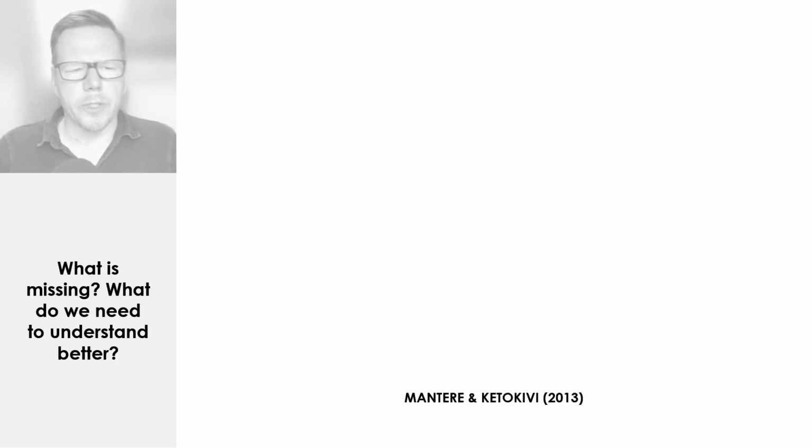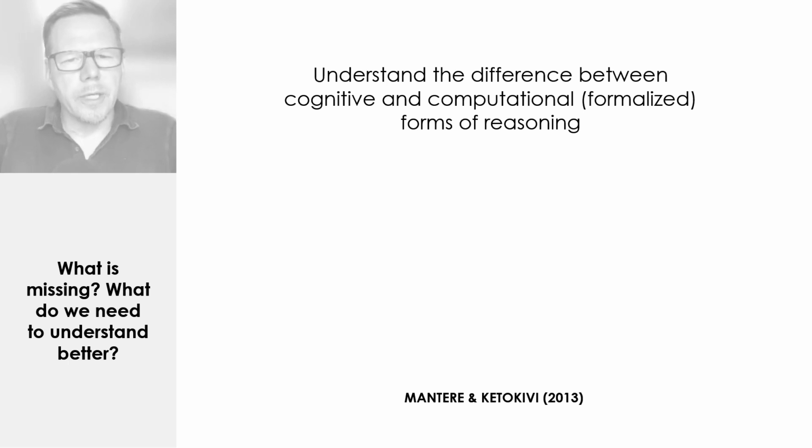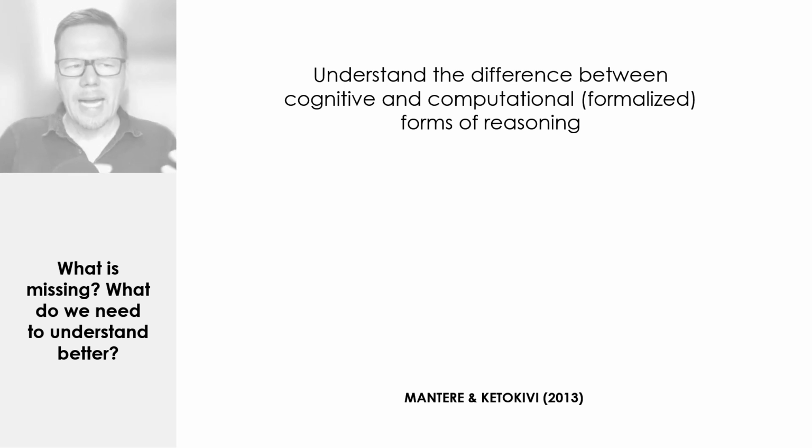Okay, so what is the purpose of all this? So what's missing and what do we need to understand better? I'm going to conclude this by echoing some of the key conclusions from my AMR piece with Supplemental. I think that if we want to understand one another, we're sitting around a table and we are trying to understand one another's arguments and one another's reasoning, we need to be able to distinguish between the cognitive forms of reasoning and the more computational or formalized forms of reasoning.